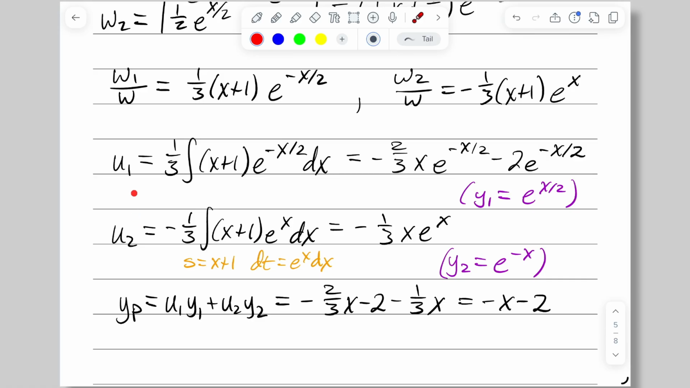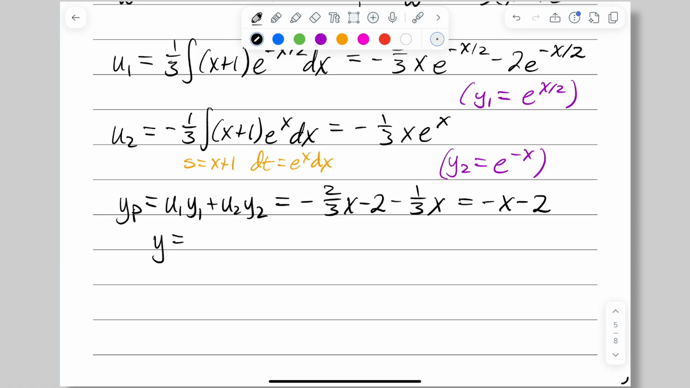Now multiplying u1 by y1 divides out the e^(x/2), and we end up with -2/3 x - 2. Multiplying u2 by y2 divides out the e^x effectively and gives us 1/3 x. We have like terms, and so y_p finally is -x - 2.